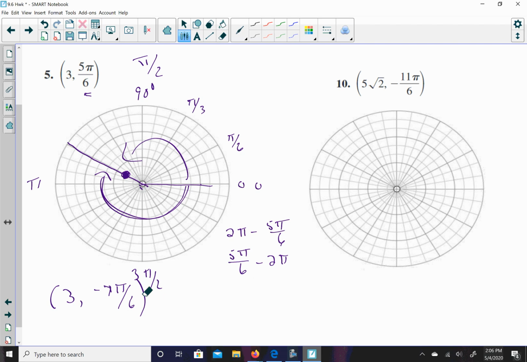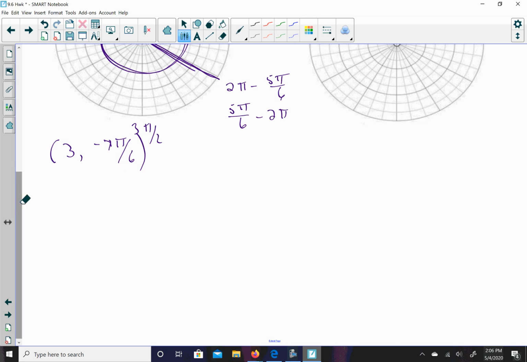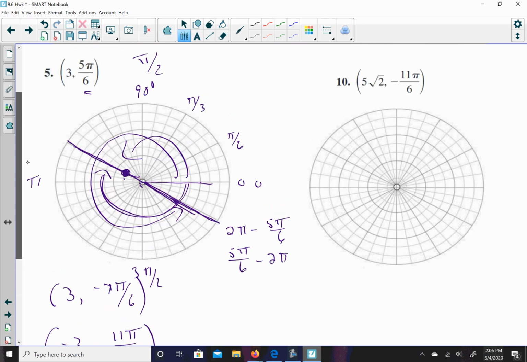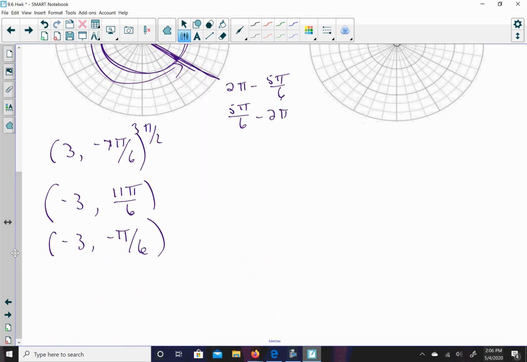Now I'm going to say, well, what happens if, instead of using this line here, I'm going to use this line here. So if I use this line here, that would be 11 pi over 6. If I started from here and went all the way around, that would be 11 pi over 6. And since I want to skip over the origin, because I'm on this line, I'm going to make this a negative 3. And then if I take 11 pi over 6 minus 2 pi, I'm going to say negative 3 and then negative pi over 6. So those are my 4 representations of that one point. That being the first, this being the other 3.